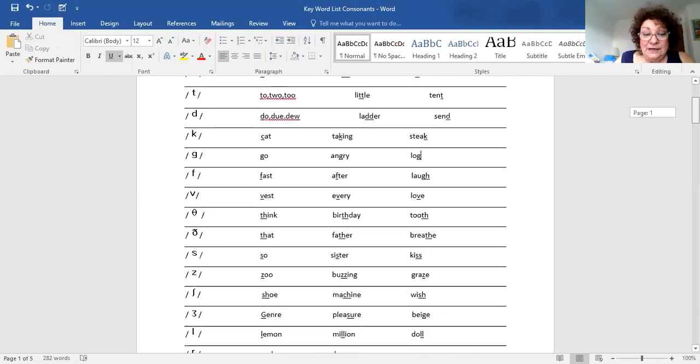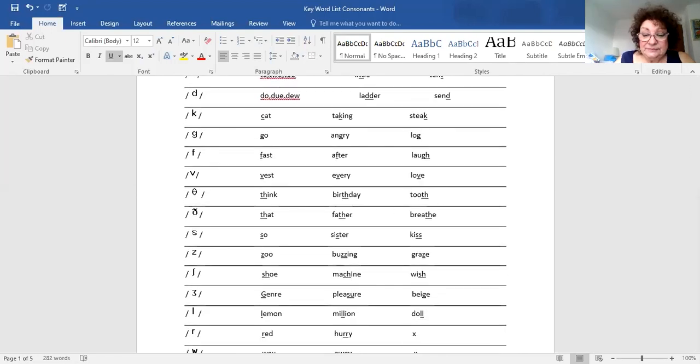And the next one is theta. Think, birthday, tooth. And again, to practice that particular articulation is page 90 to 96. And sometimes we confuse them because we've substituted with the d for so long. Its cognate is th, and that follows those pages. That begins on page 98, the list of words.